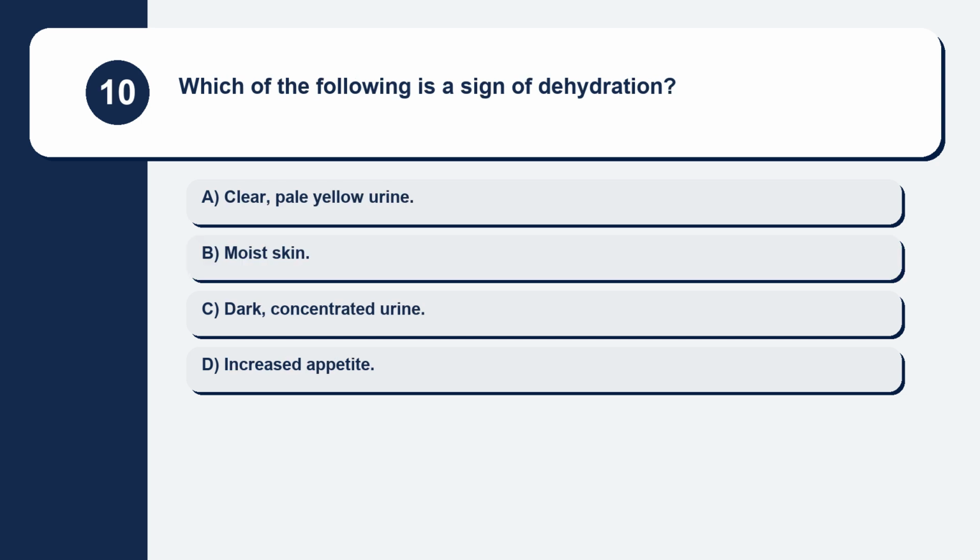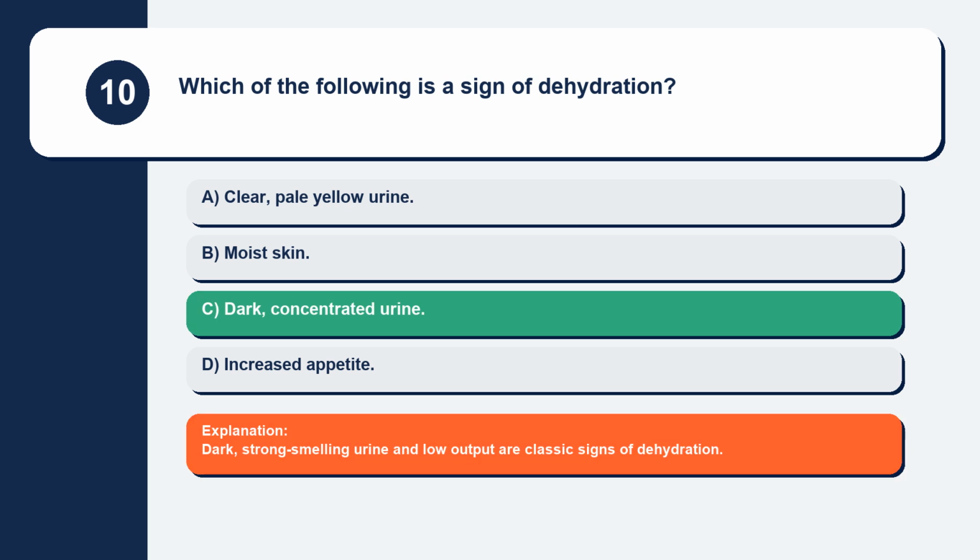Question 10. Which of the following is a sign of dehydration? Clear, pale yellow urine, moist skin, dark, concentrated urine, increased appetite. Dark, strong-smelling urine and low output are classic signs of dehydration.